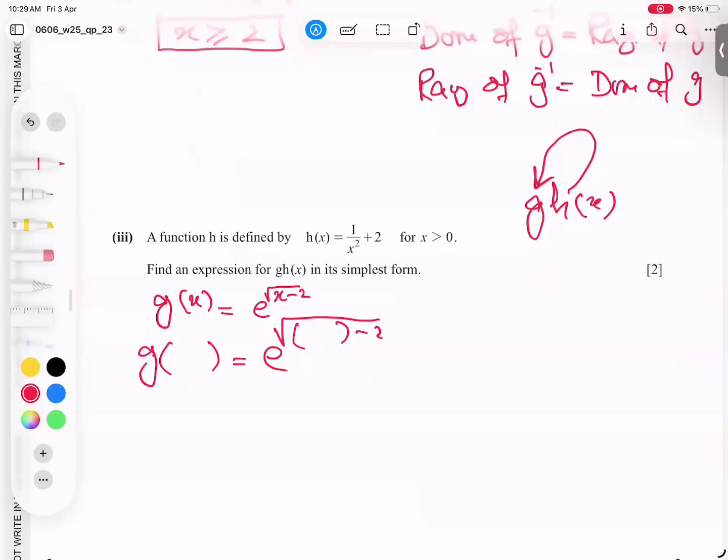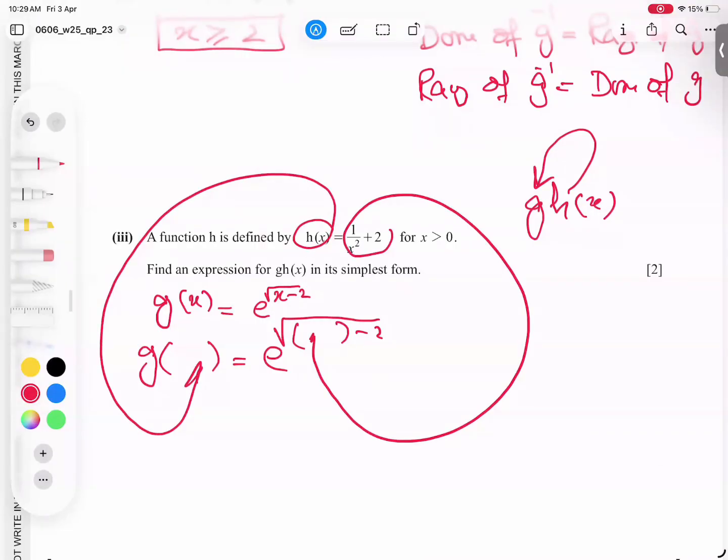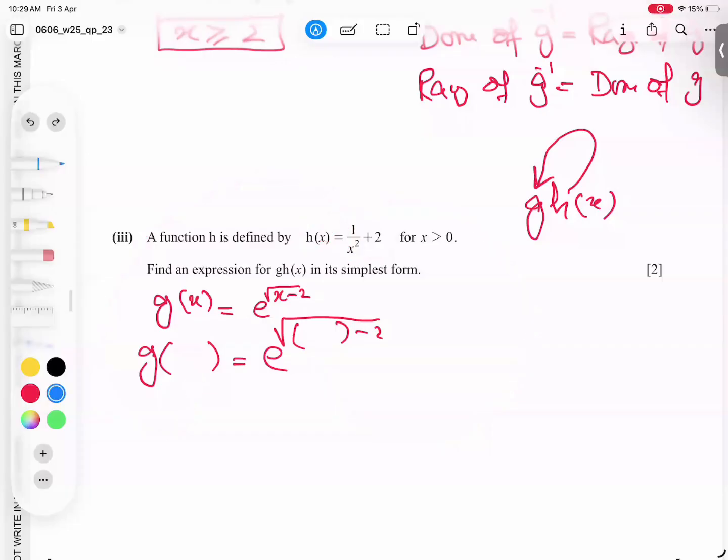Okay, now what to do? Just the g function name will come here and the function value will come here. So I'm writing in blue color. So this is done: 1 over x squared positive 2. If I remove the bracket, this bracket is not compulsory to write.